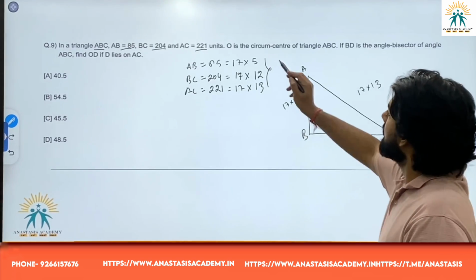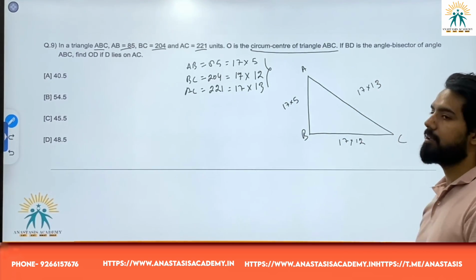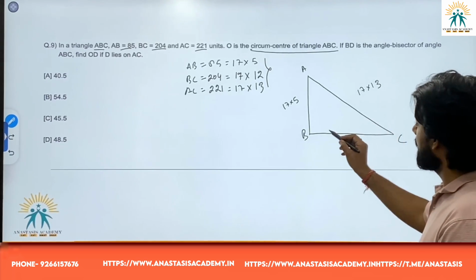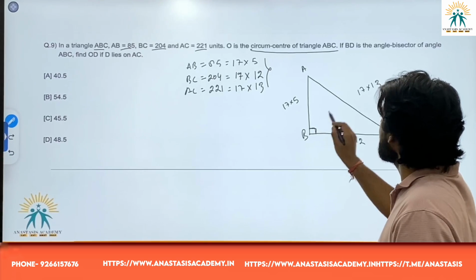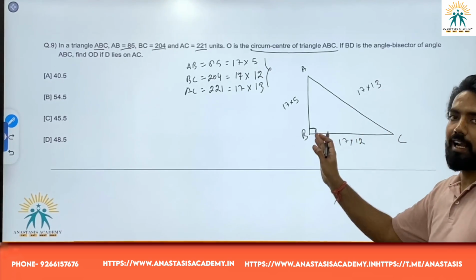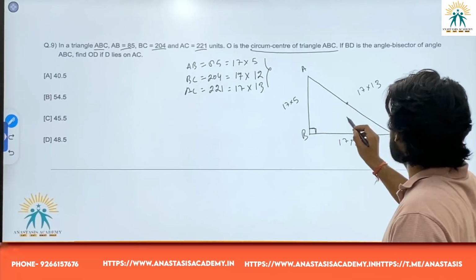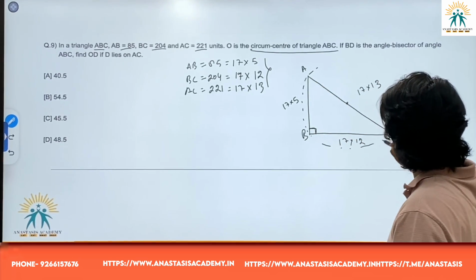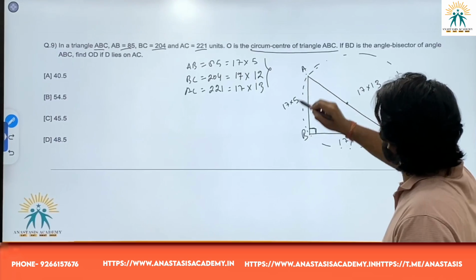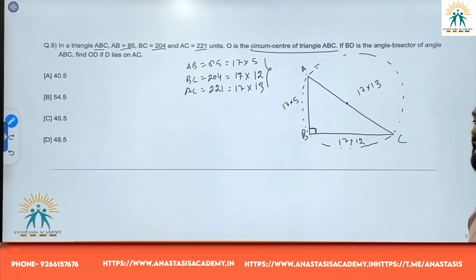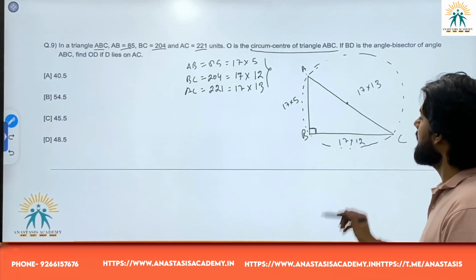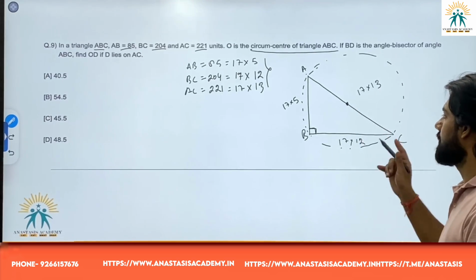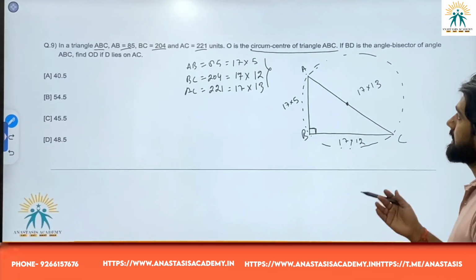Now O is the circumcenter of triangle ABC. I know the circumcenter of any right angle triangle lies on its hypotenuse, and it is the midpoint of that hypotenuse, because if we draw a circle containing this triangle, I know the angle formed in a semicircle is 90 degrees. So the midpoint of this hypotenuse will be the circumcenter.